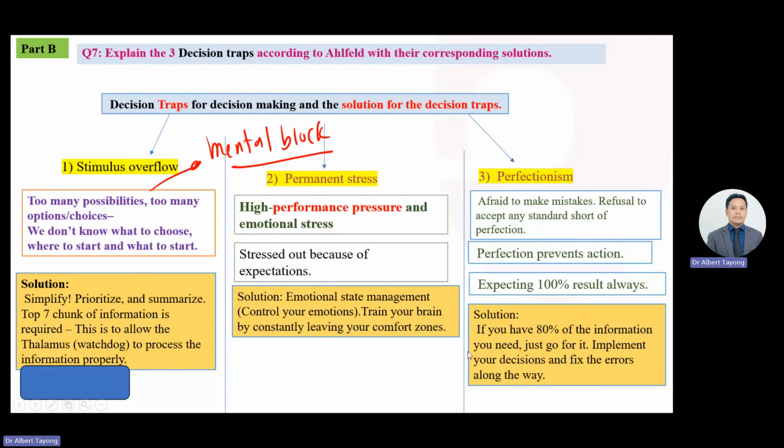You can even use your own words when you discuss these 3 decision traps according to Benedict Halfield. But you need to mention the solutions. These are very, very important. First, you define what is stimulus overflow, what is permanent stress, and what is perfectionism, and give the solutions. Right?